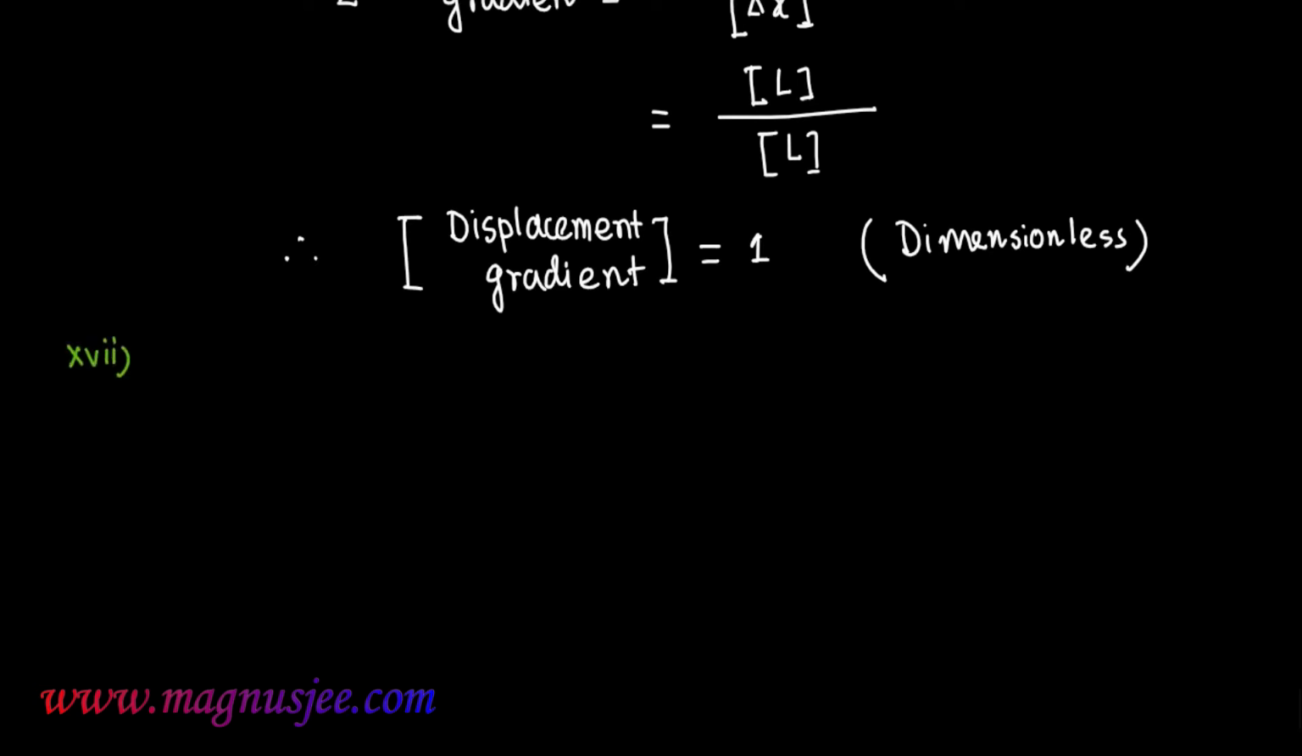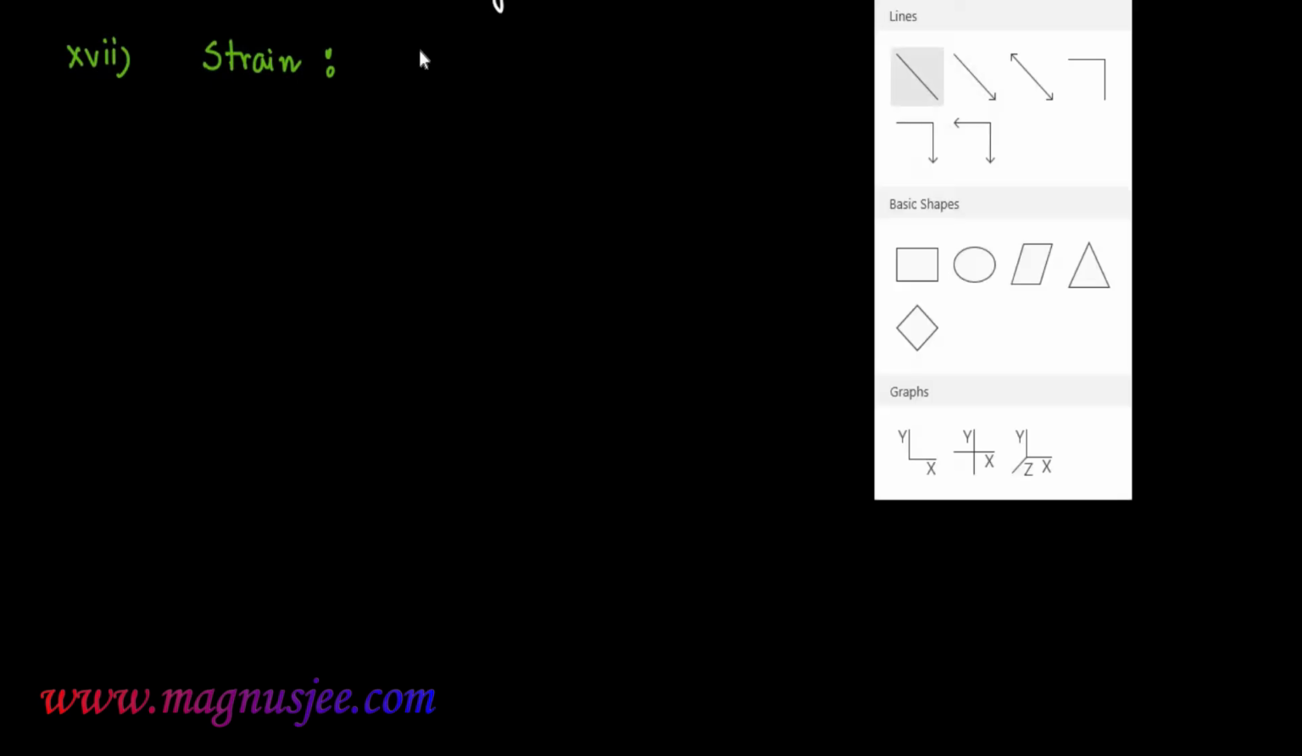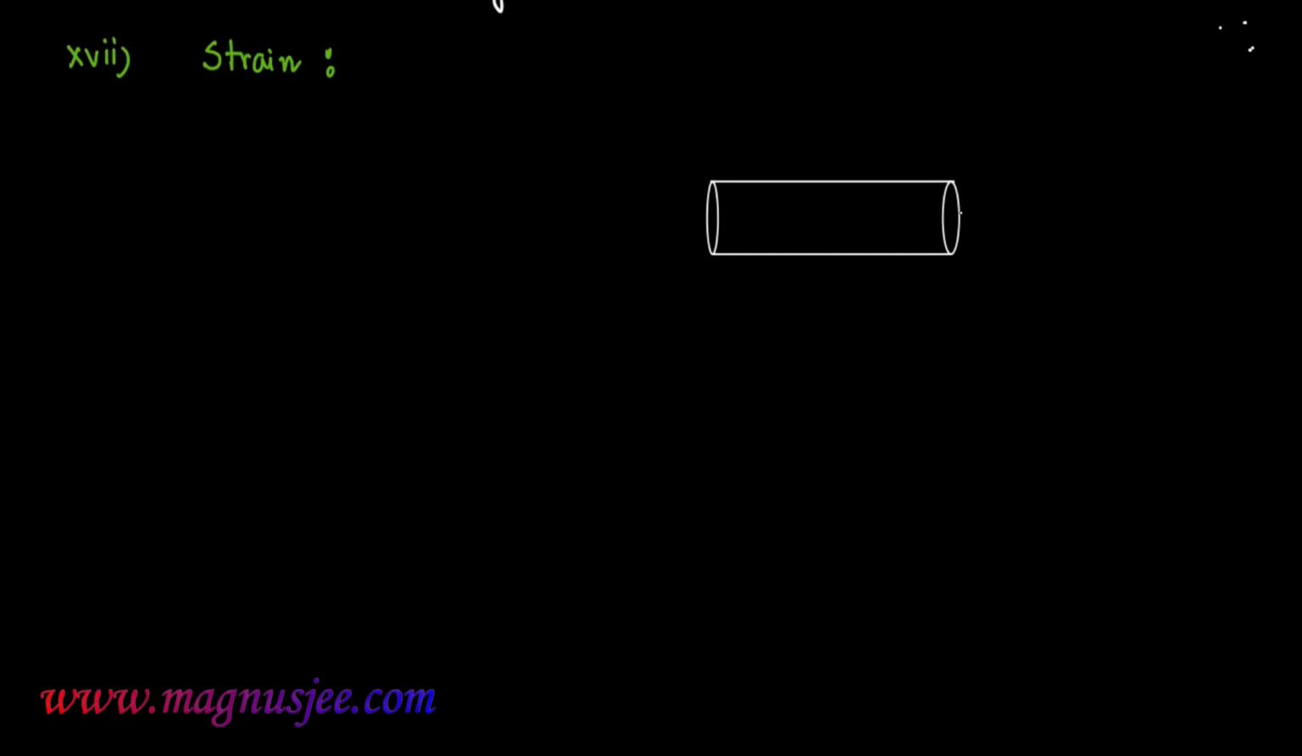Number 17, that is the next topic, we have to find the dimension of strain. For that we have to draw a diagram of a cylindrical wire which has initial length L1. L1 is the initial length of this cylindrical wire, and a deforming force F is applied normally to the area of cross section of the wire.